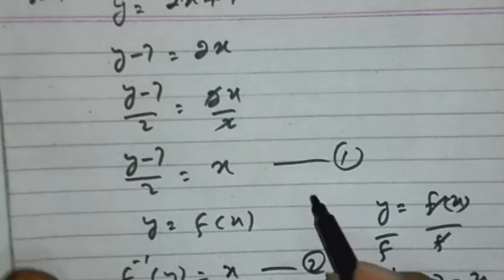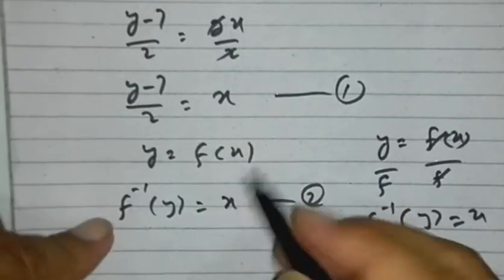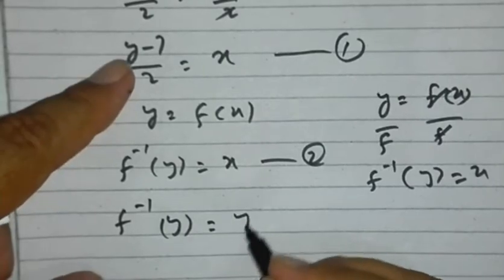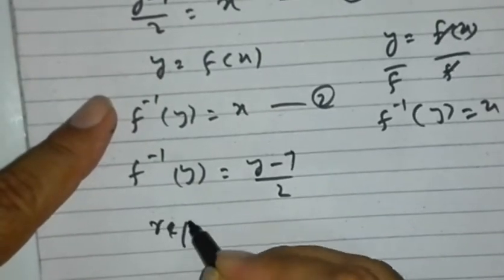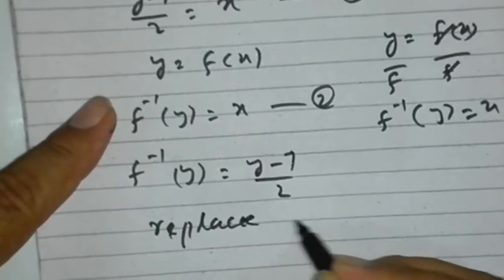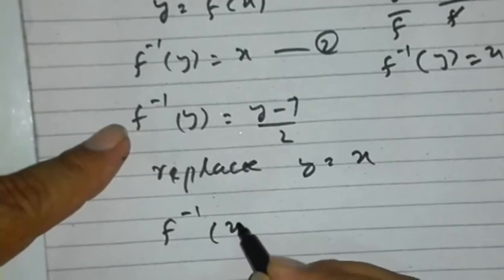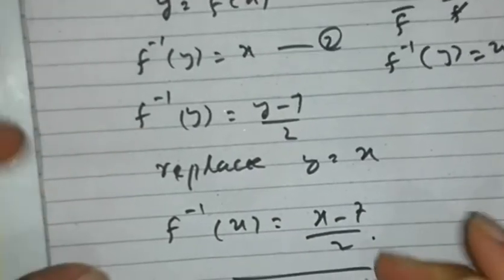This is equation 2. Compare equation 1 and 2, both are equal to x, so we can write that f inverse of y equals y minus 7 divided by 2. Replace y with x, so here we get f inverse of x equals x minus 7 by 2. This is the inverse function of the given one.